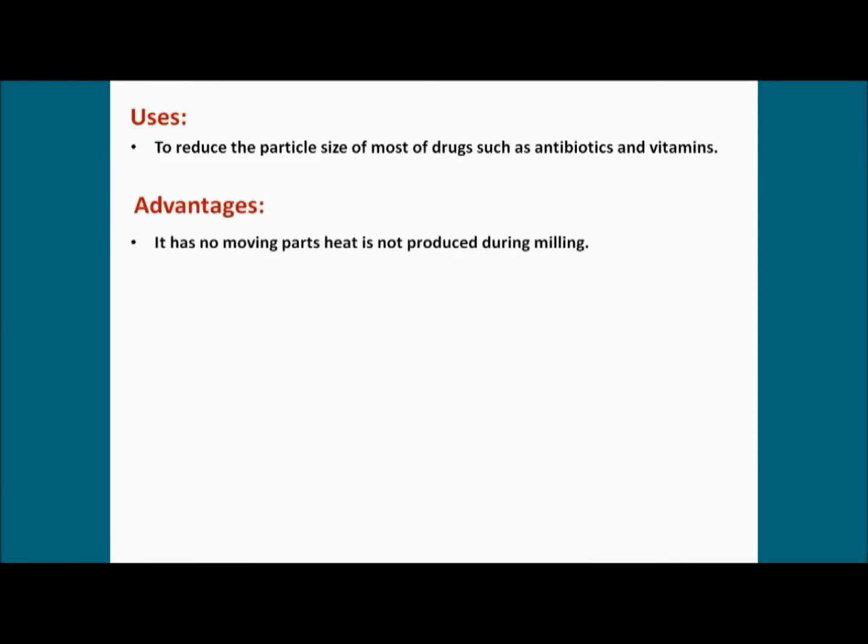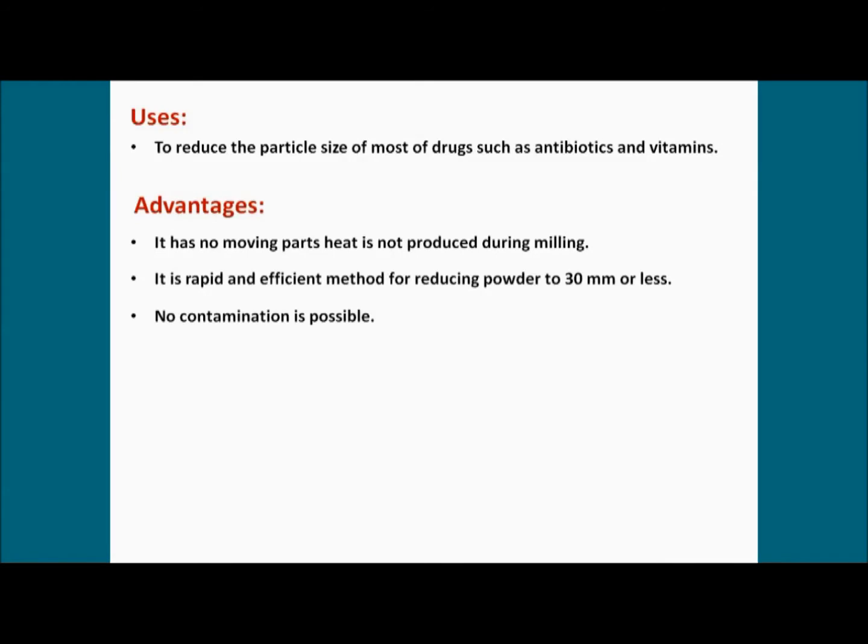Advantages. This mill doesn't have any moving part. As you have seen, only the air is moving. So no heat is produced in this type of milling. Moreover, it is a rapid, efficient method for reducing the particle or the powder up to 30 millimeter or sometimes lesser than that. No contamination is possible here from the machine. No machinery part will get broken down during the process of grinding, because there is no impact or no contact of the moving part here.